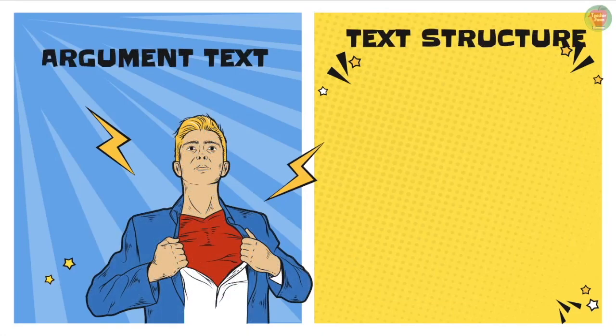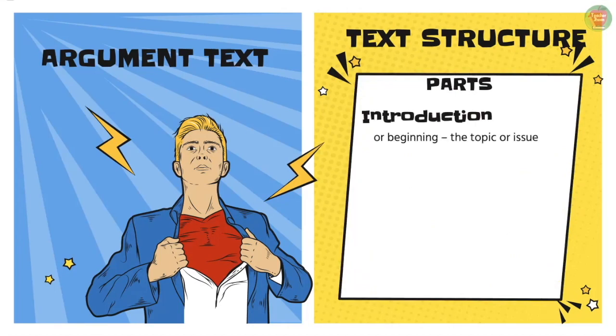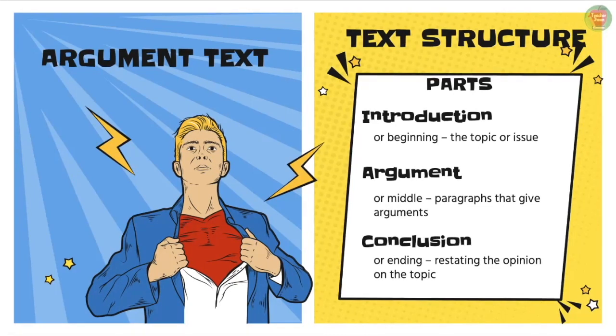The text structure of an argument text has parts, which are introduction or beginning, the topic or issue; argument or middle, the paragraphs that give arguments, wherein you're going to agree or disagree with the writer; and the conclusion or ending. It is where we're stating the opinion on the topic.